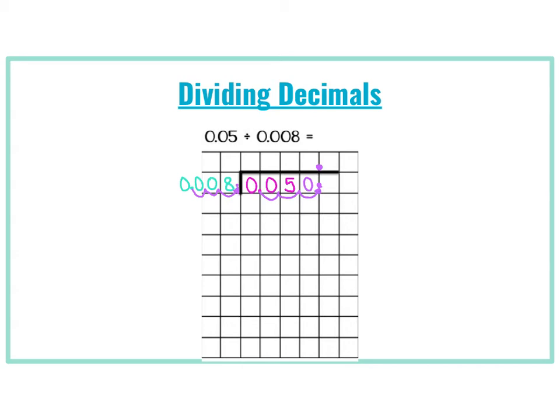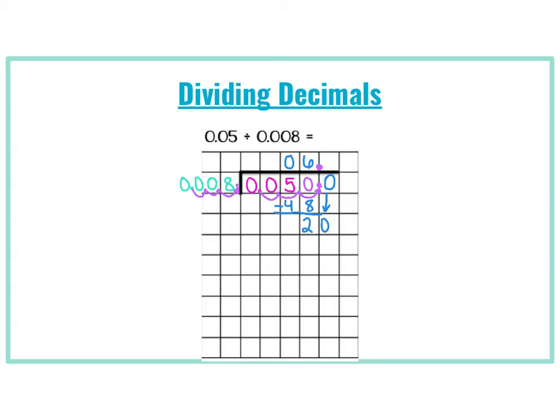So 8 cannot go into 5, so we'll put a 0 above. 8 can go into 50 6 times. 6 times 8 is 48. When we subtract 50 minus 48, we get a remainder of 2. I've already written a decimal point in my dividend, so all I need to do is add a 0 and bring it down.